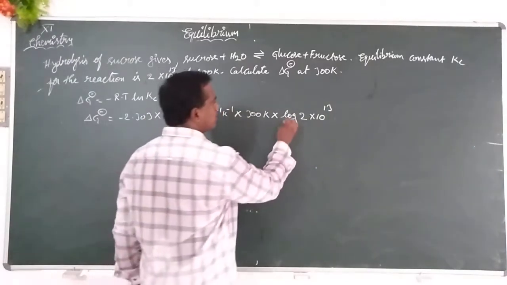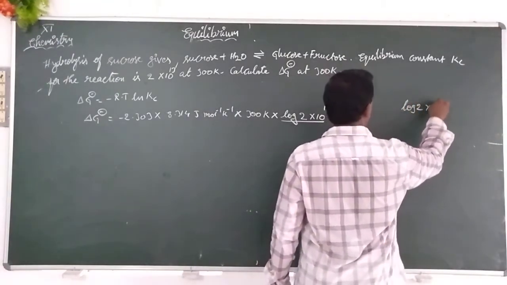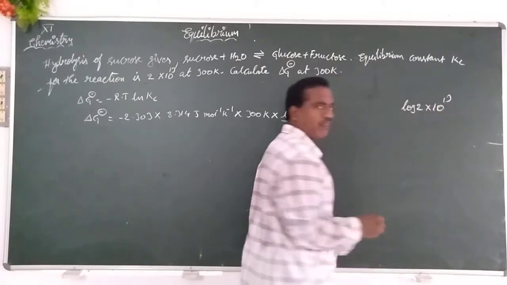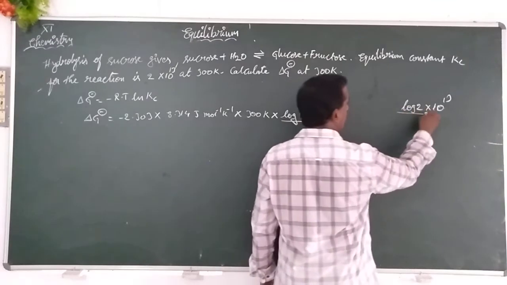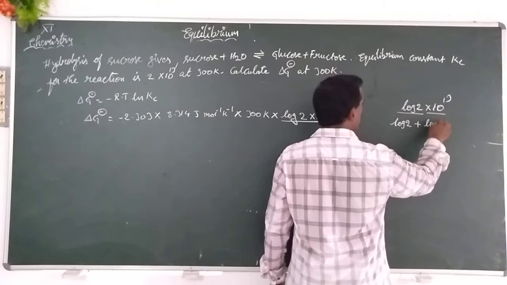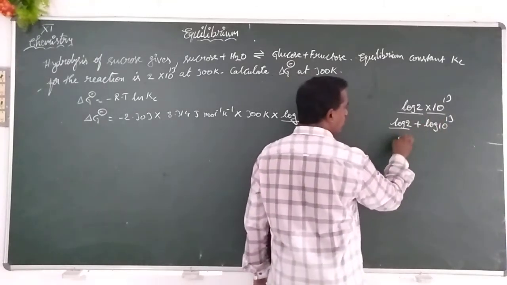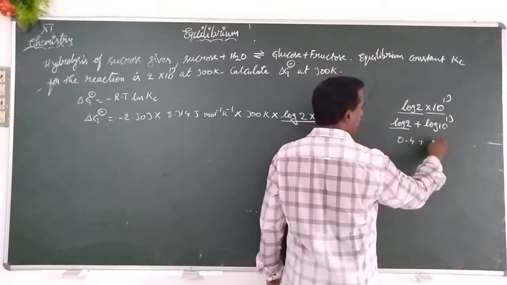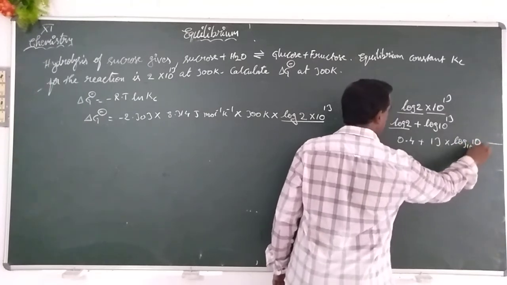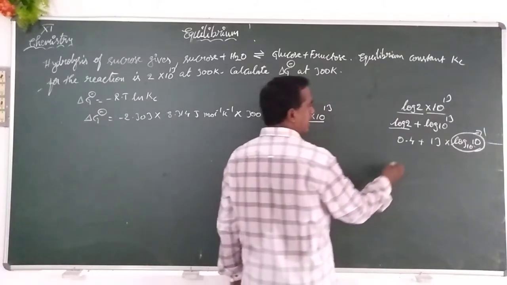Now let us find out this point. Log of 2 into 10 to the power of 13. How will you write log a into b? Log 2 plus log 10 to the power of 13. Or we can say, what is the value of log 2? 0.3 plus 13 into log base 10 of 10. This value is equal to how much? 1.